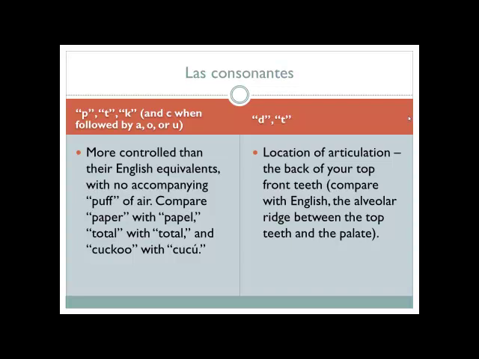The next set of consonants are D and T, de y te. And the difference here is the location of articulation, where you make the sound. So in English, we make these sounds with our tongue against what's called the alveolar ridge, that ridge right behind your front top teeth. So we say d and t with the tip of our tongue against that ridge. In Spanish, these are pronounced with the tip of your tongue pressed against the back of your top front teeth. So it's th and th.